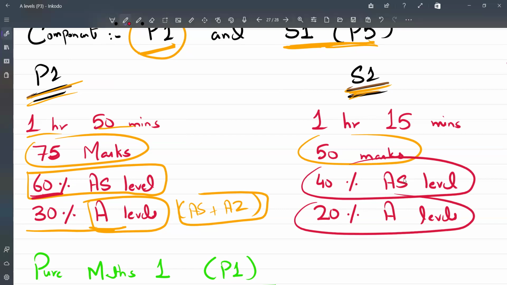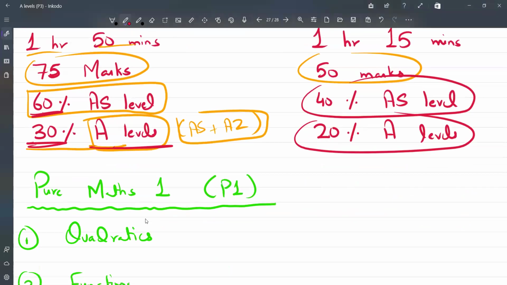So that is why it is very important for you to work very hard at your AS level P1, because it makes more than half of your AS level grade, right? Which will then help you in A levels as well, because again, P1 also makes 30% of the whole A levels grade, right? So let's begin with the syllabus content.